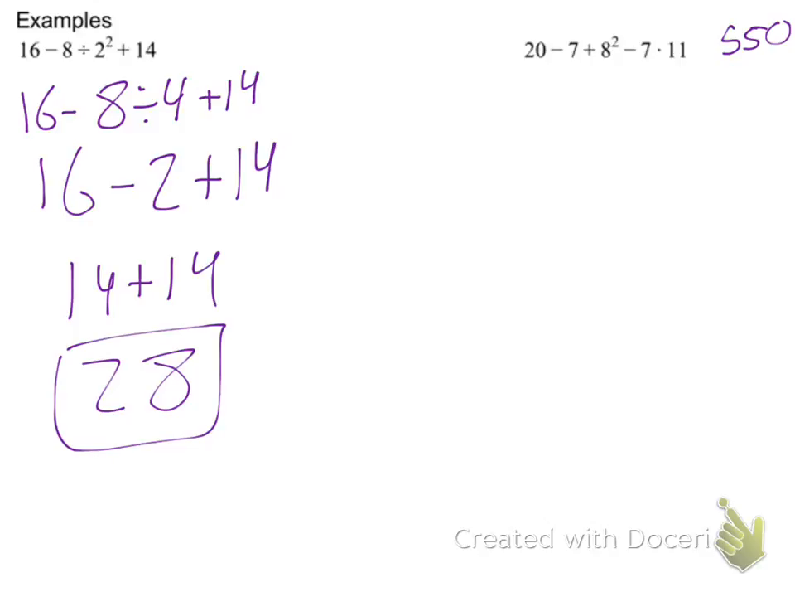Rio? 8 squared is 64, so 20 minus 7 plus 64 minus 7 times 11. Everybody okay with that move? Next move. Ready? 7 times 11 to get 77, because multiplication comes before any addition or subtraction. At this point, they are all added or subtracted. Yes? Yep. Okay.